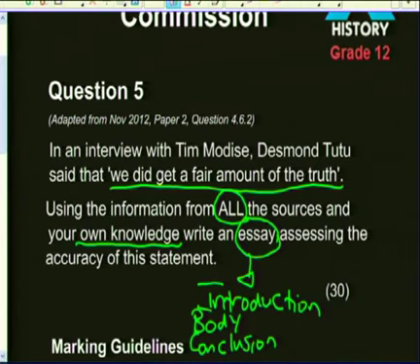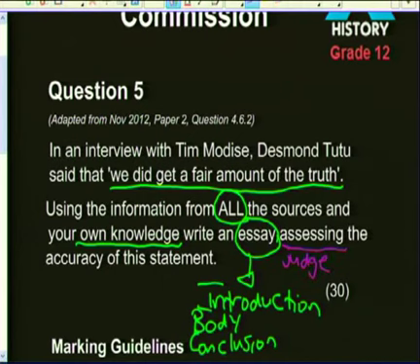An introduction, which obviously looks at that statement, whether the TRC did give a fair amount of the truth or not, because that is what you are trying to prove. And then another very interesting word here is you are assessing. Now, what does assess mean? That means you are judging. You need to give both the positives and the negatives. You are judging the accuracy of this statement. So is it true or not that the TRC did get a fair amount of the truth?